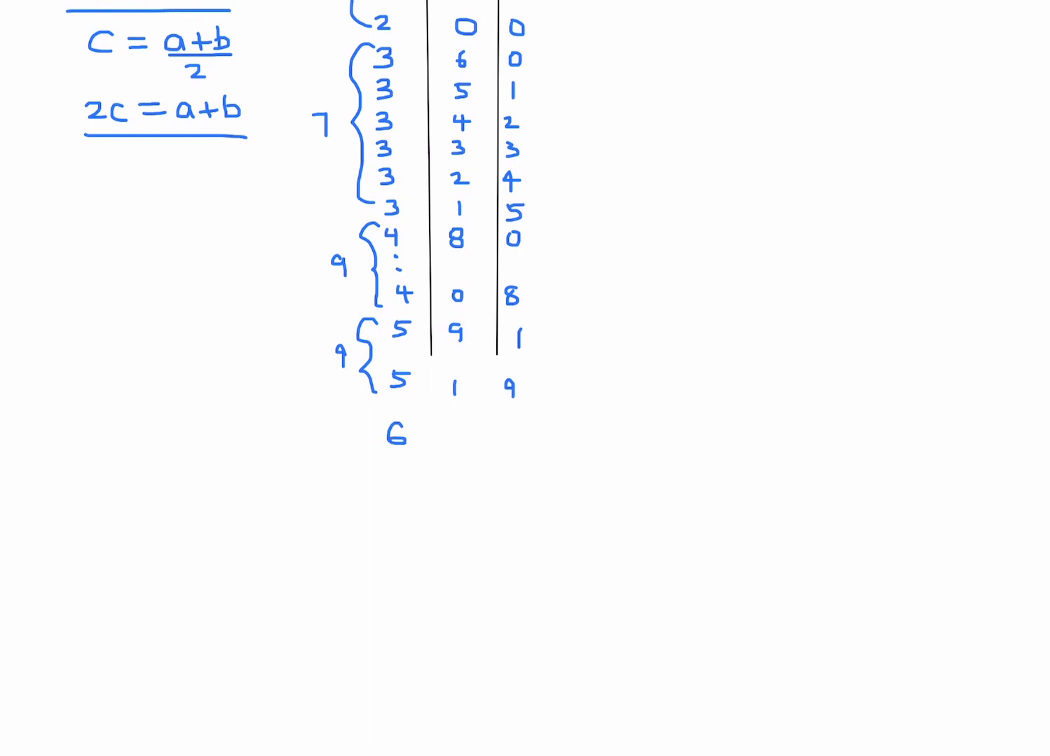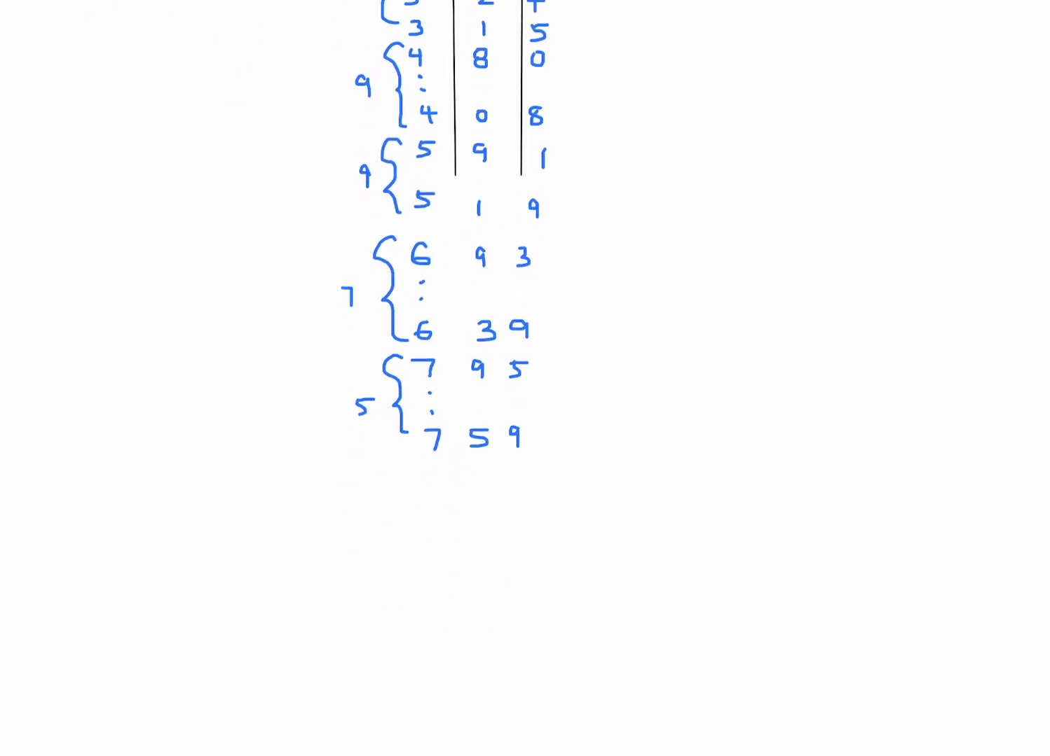For the 6s, 6, 9, 3, all the way until 6, 3, 9. And that gives me 7. For the 7s, I have 7, 9, 5, dot, dot, dot, until 7, 5, 9. And that gives me 5. For the 8s, we got 8, 9, 7, and 8, 8, 8, and 8, 7, 9. I'm not filling all of them, just giving you an idea there. That's 3. And finally, for the 9s, we've got just 9, 9, 9.